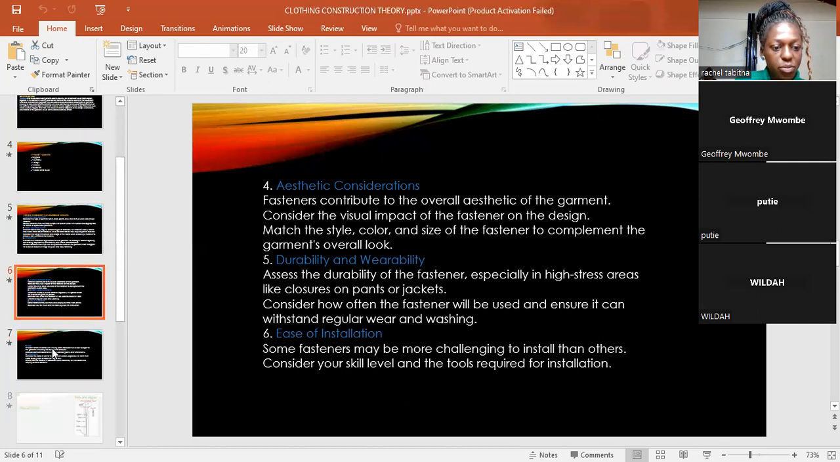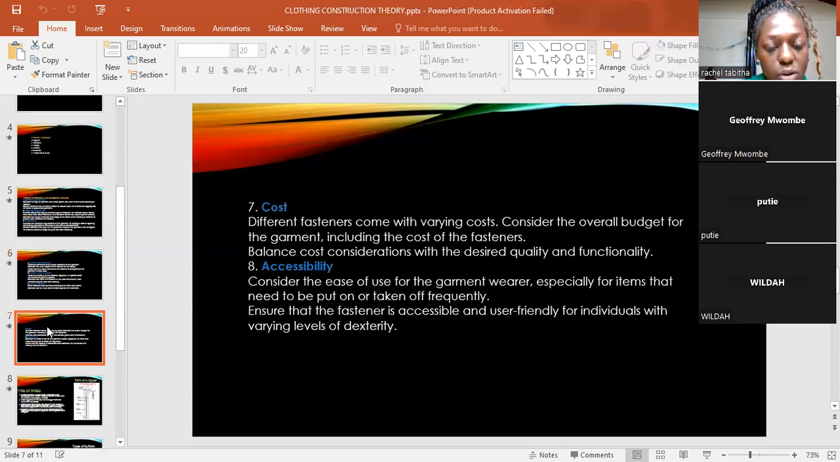So what about cost? When we talk about cost, it is the amount you spend when you want to buy the fasteners to be attached on different types of fabric. When you choose an expensive type of fastener, you also ensure it goes in tandem with the type of fabric you want to attach it to.